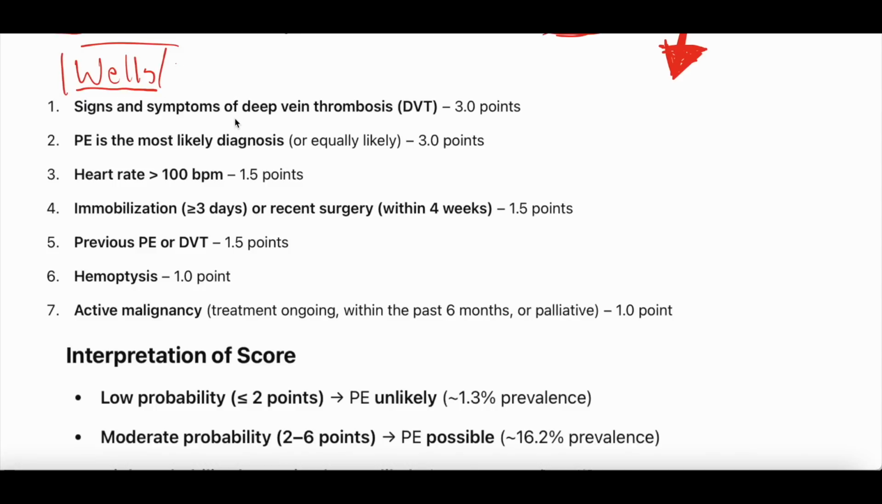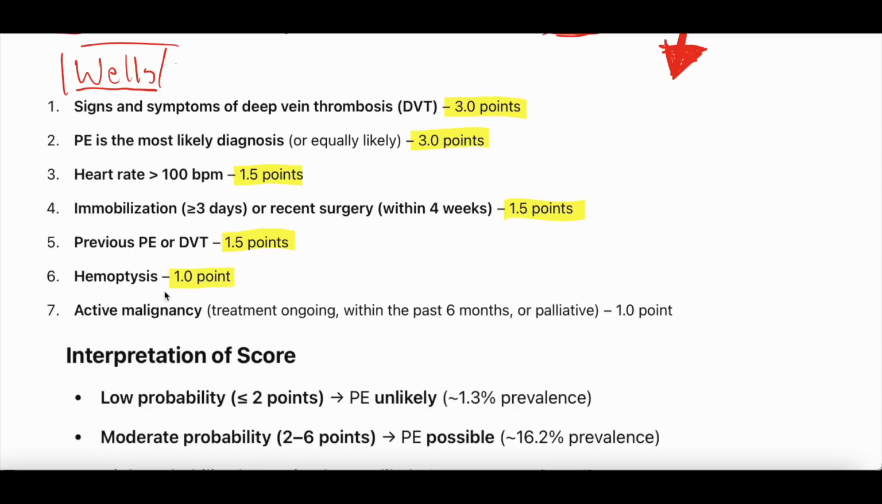And the Wells is another series of signs and symptoms that have different points associated with them. And this is, are there signs or symptoms of DVT? If so, 3 points. Is PE the most likely diagnosis? And this is based on physician or clinician gestalt, what they think is the most likely diagnosis, 3 points. Is the heart rate greater than 100, 1.5 points? Have they been immobilized or had surgery, 1.5 points? Is there history of a previous PE or DVT, 1.5?